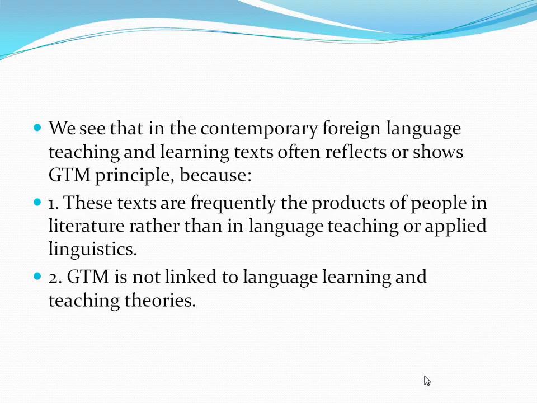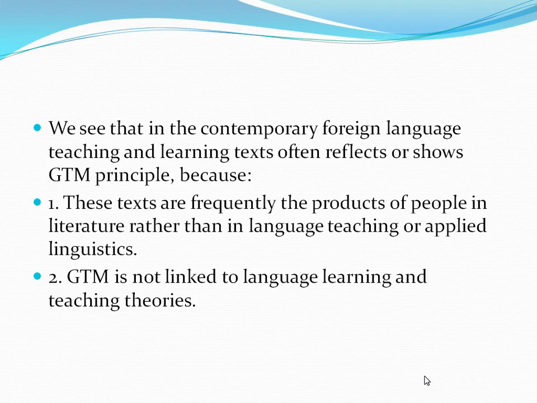Okay, so this text we can also talk about some other principles of GTM. That GTM, these texts are frequently the product of people and the literature rather than the language teaching and the applied linguistics. Okay. GTM is not linked to, there are some criticisms also here. Why? So when we will be going to study Latin literature, we have learned the language, and then what are we doing, we are reading Latin literature, classic literature, but that is related to Latin literature and the people. It is not in any way related to English language teaching or learning.